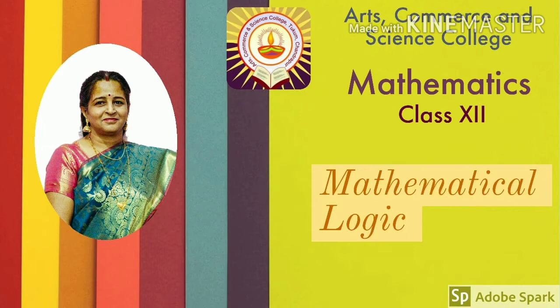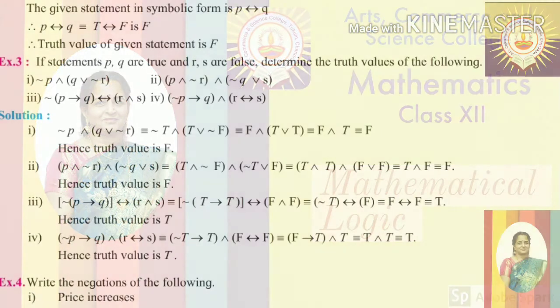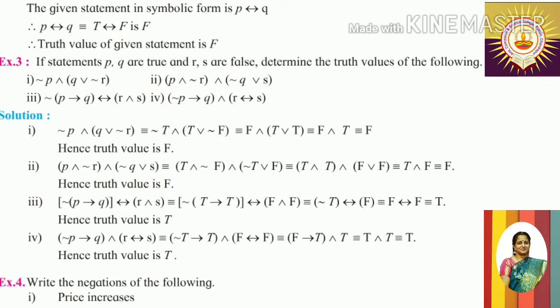Now we cover some topics of chapter logic in this video. See page number 6 from textbook, part 1. In that there is one exercise. If statements P, Q are true and R, S are false, determine the truth value of the following. This topic is remaining, so we covered it here.